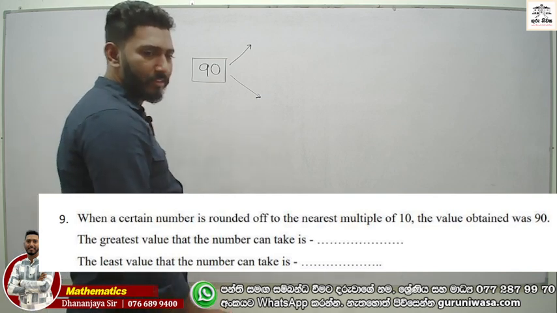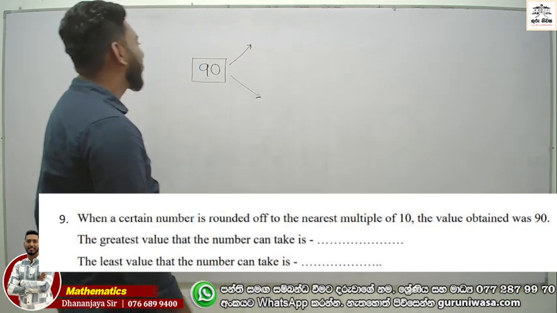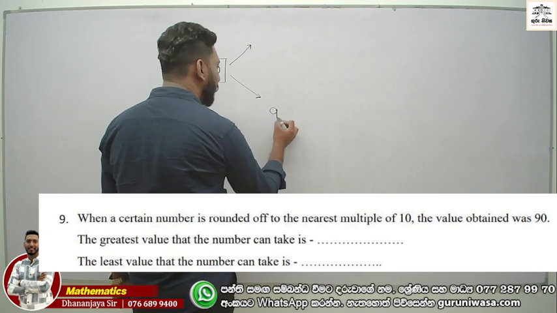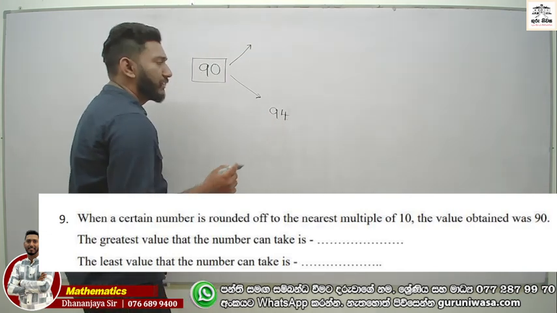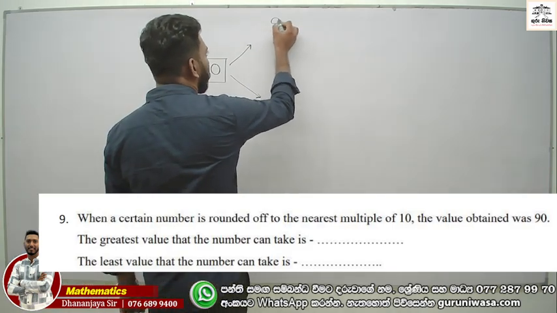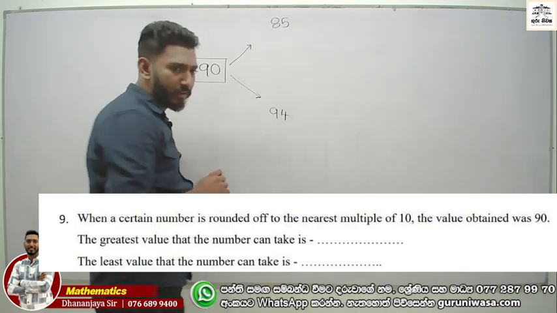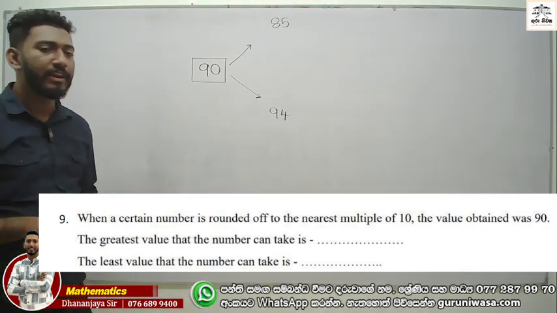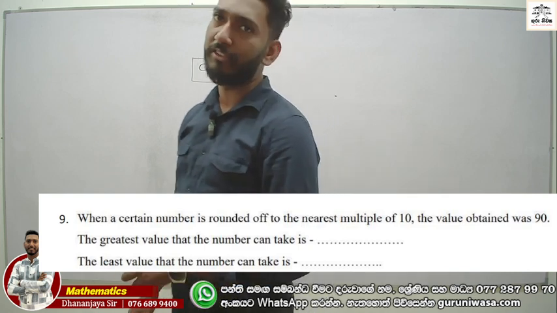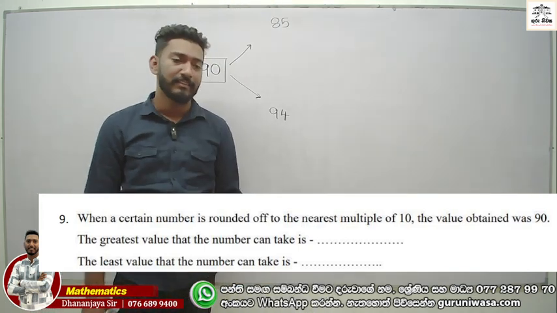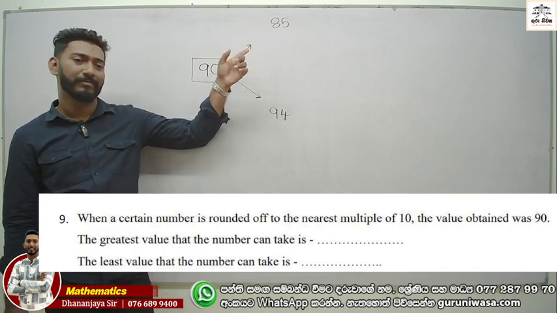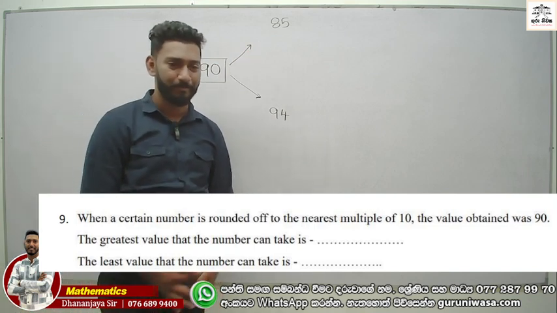The greatest value and the minimum value, we did this, right? What is the greatest number? It should be 94, because 95 becomes 100. Now, what is the smallest one? The smallest one is 85. Then the answers: the greatest value that the number can take is 94, and the lowest value that the number can take is 85.